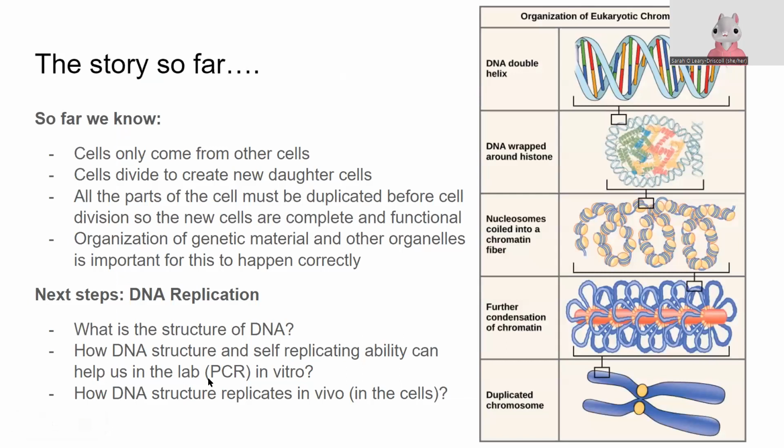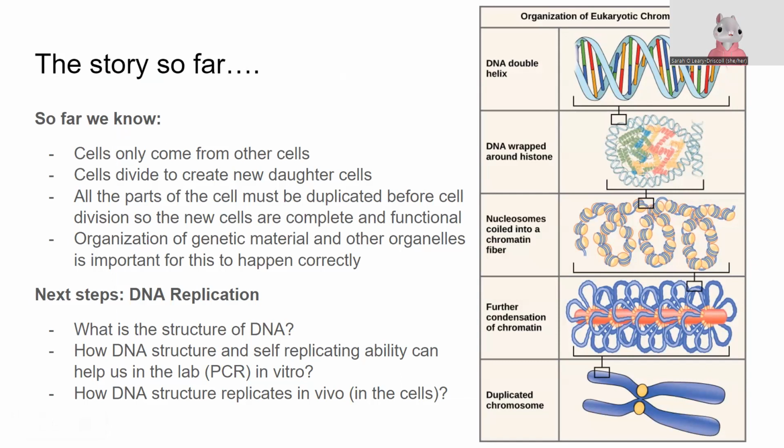Okay, so up until this point, what we know from both the beginning of this unit and prior units is that cells only come from other cells. Cells divide to create new daughter cells, so that is on par with the first one. All the parts of the cell must be duplicated before cell division so that your new cells are complete and functional. And one of the important parts is the organization of the genetic material and other organelles so that the cell division happens correctly and the new daughter cells are functional.